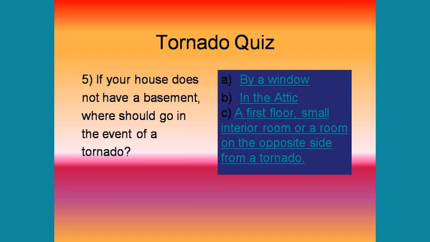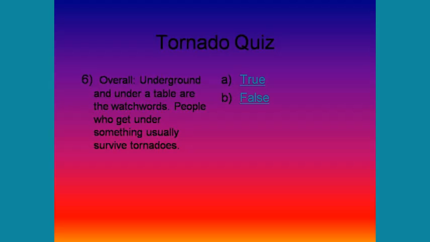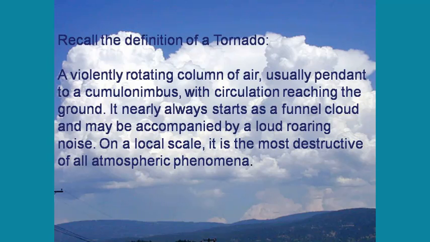A first floor, small interior room, or a room on the opposite side from a tornado. And the last question is, overall, underground and under a table are the watchwords. People who get under something usually survive a tornado. True or false? Yes, it's true. Let us recall the definition of a tornado.